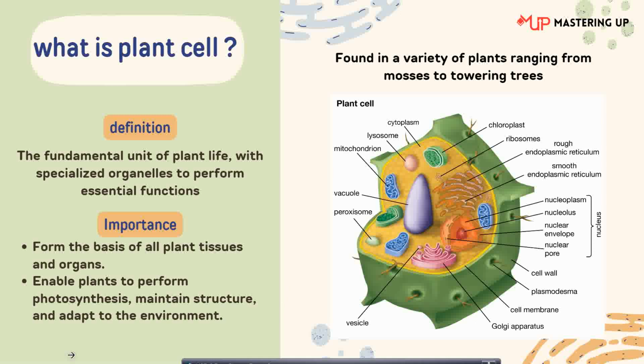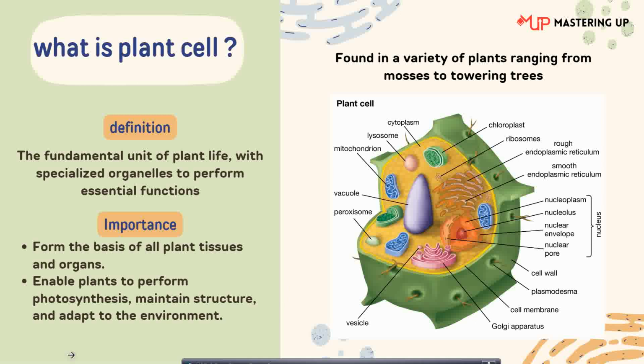Okay. Importance. What is the importance of the plant cell? Why do we need plant cells? This plant cell forms the basis of all plant tissues and organs. Cells together make tissues, tissues together make organs, and organs together make organisms. So this is the step by step building structure of a living thing.